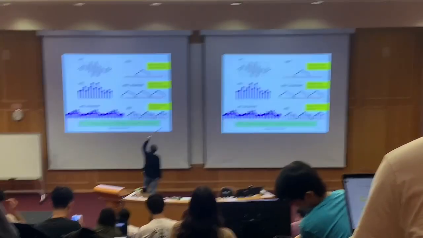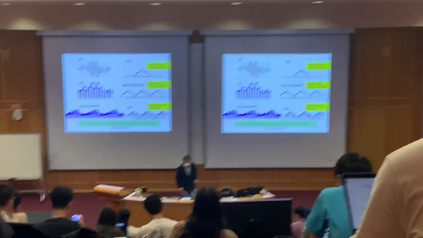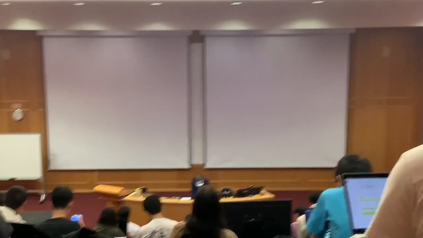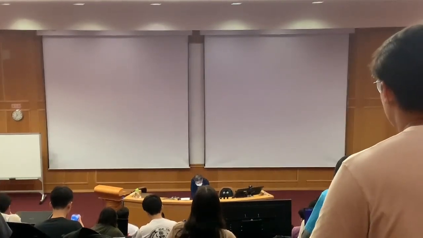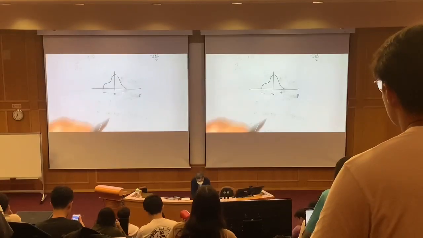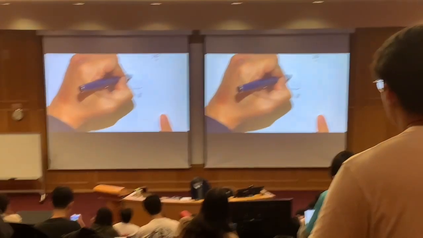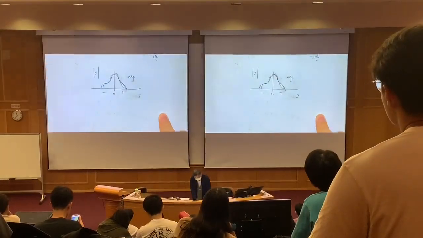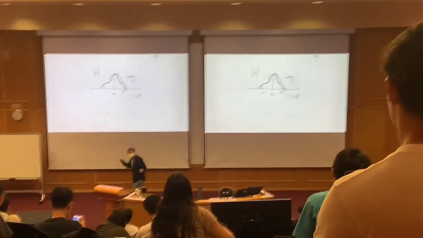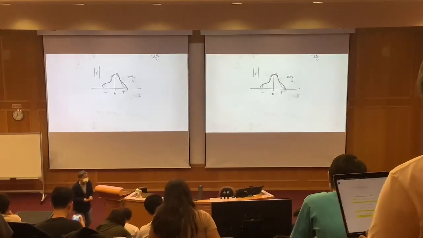Notice that every time I draw the spectrum, I always draw it like this. This is the frequency axis, this is 0, this is positive frequency, this is negative frequency. I always draw the two sides symmetrical because I'm drawing the magnitude, the mod of X. The magnitude is always symmetrical, positive side, negative side, because of complex conjugate symmetry.